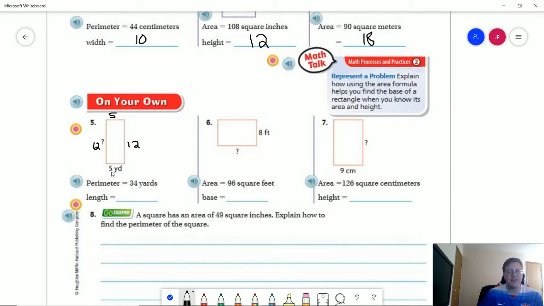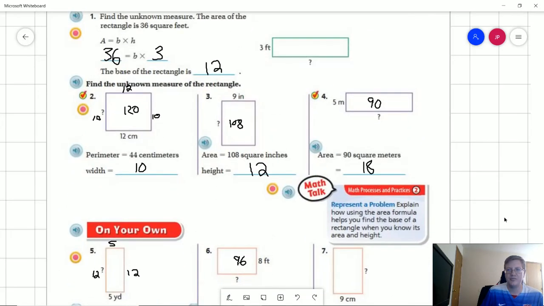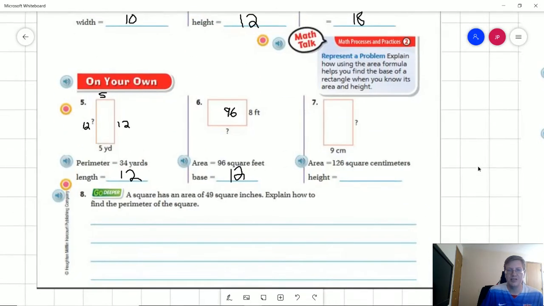So we've got 5, 10, 22, 32, 33, 34. So our length is going to be 12. If we wanted to find the area, we can multiply these two numbers. It would be 60. Number 6, we have the area given to us. And so we can divide 96 divided by 8. I think we've already done that on this page. That should be 12 for the base. Maybe it was a previous page.